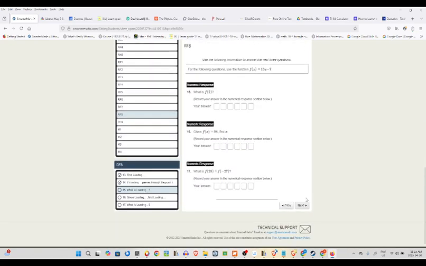Now here, what is f of 2? Again, the 2 is in the bracket where the x goes. That means we replace the x with 2. 26 minus 7 is 19.